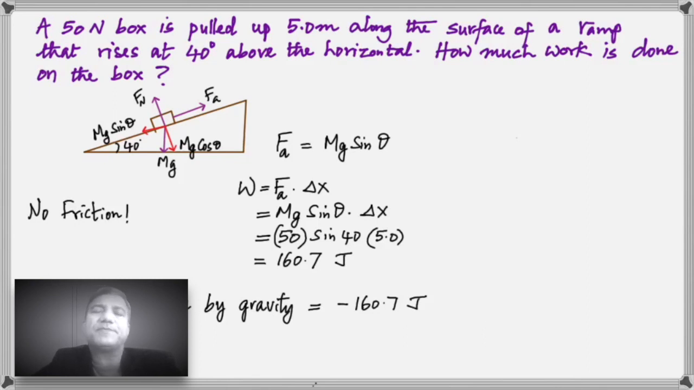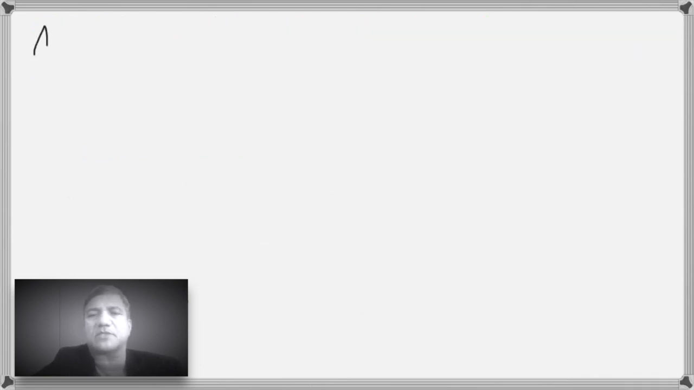But sometimes you may be asked to find the work done by gravity. Now we're going against gravity, so all you got to do is take the negative of whatever work we had to do. So the answer for work done by gravity would be the negative of this quantity, which is negative 160.7 joules. Again, why? Because we're going against gravity. All right, so that brings us to the next one.